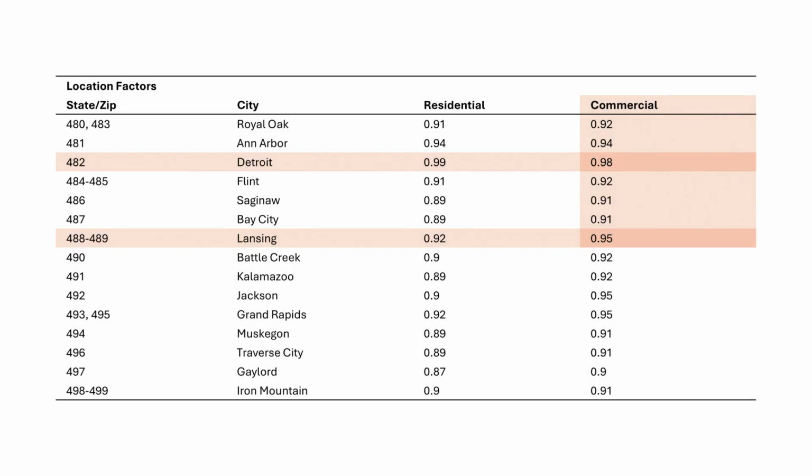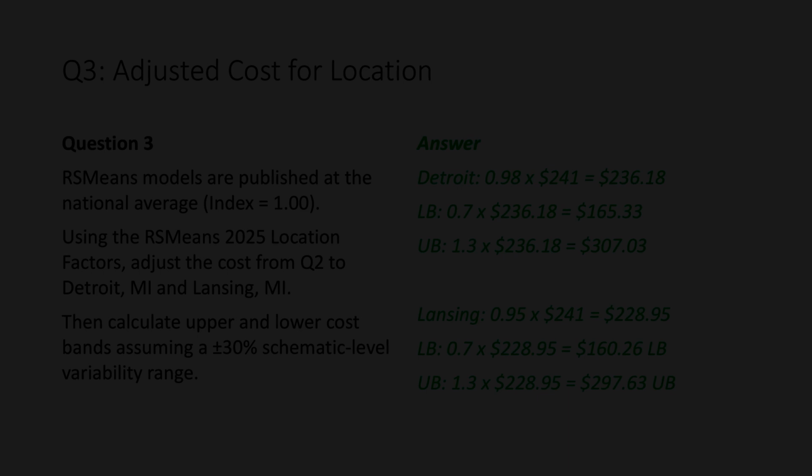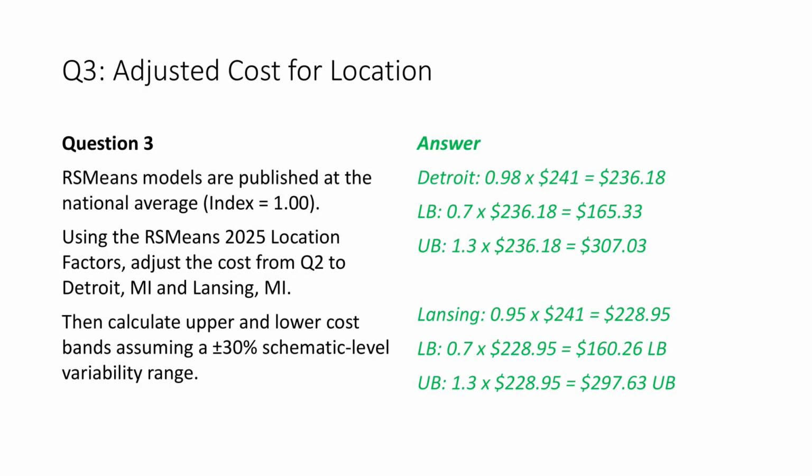For Detroit, we use a location factor of 0.98. For Lansing, we use a location factor of 0.95. After applying location factors, the base cost for Detroit is $236.18 per square foot. After applying location factors, the base cost for Lansing is $228.95 per square foot.